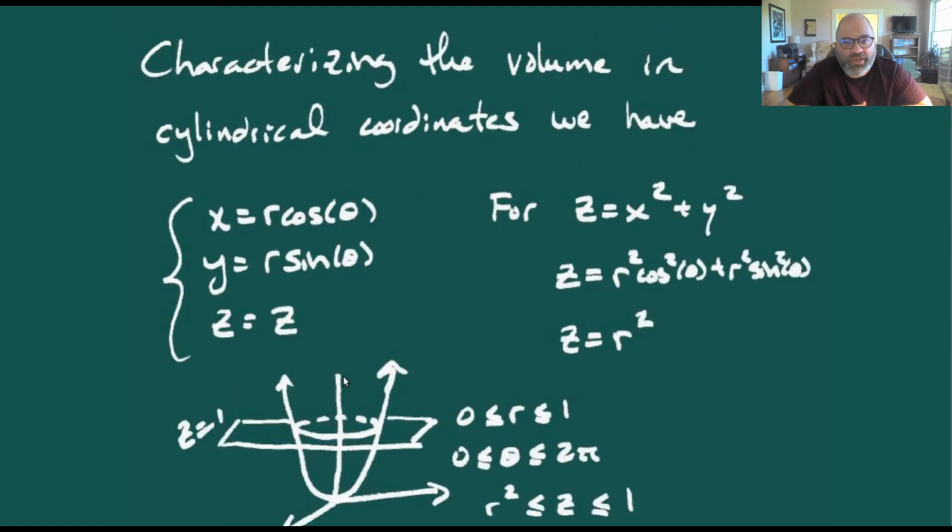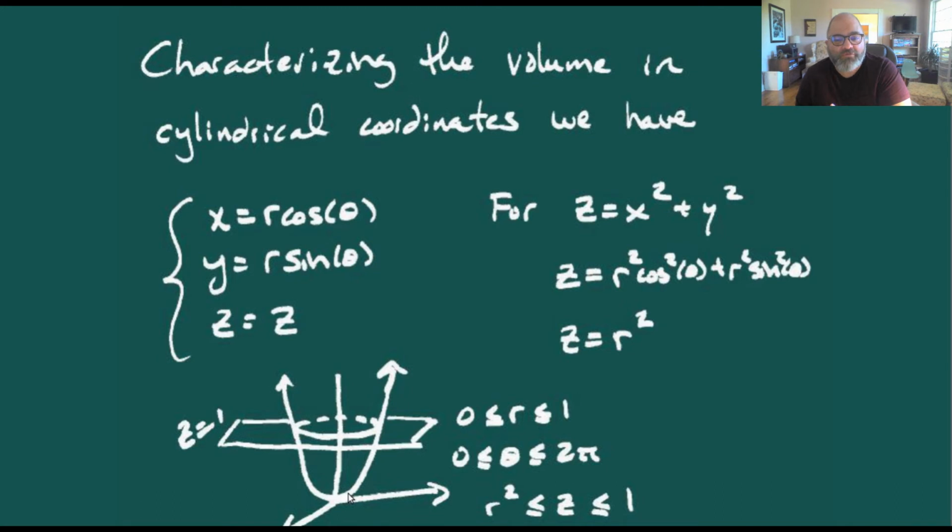Well, how do we characterize that volume? Probably the easiest way to do this, since we've got this rotational symmetry around the z-axis, is to fall back and use cylindrical coordinates. And so we'll use our coordinates of x is r cosine theta, y is r sine theta, and z is just z. So if we take our x and y values and plug them into the boundary for our surface, we get z is equal to x squared plus y squared, which just reduces to z is equal to r squared.